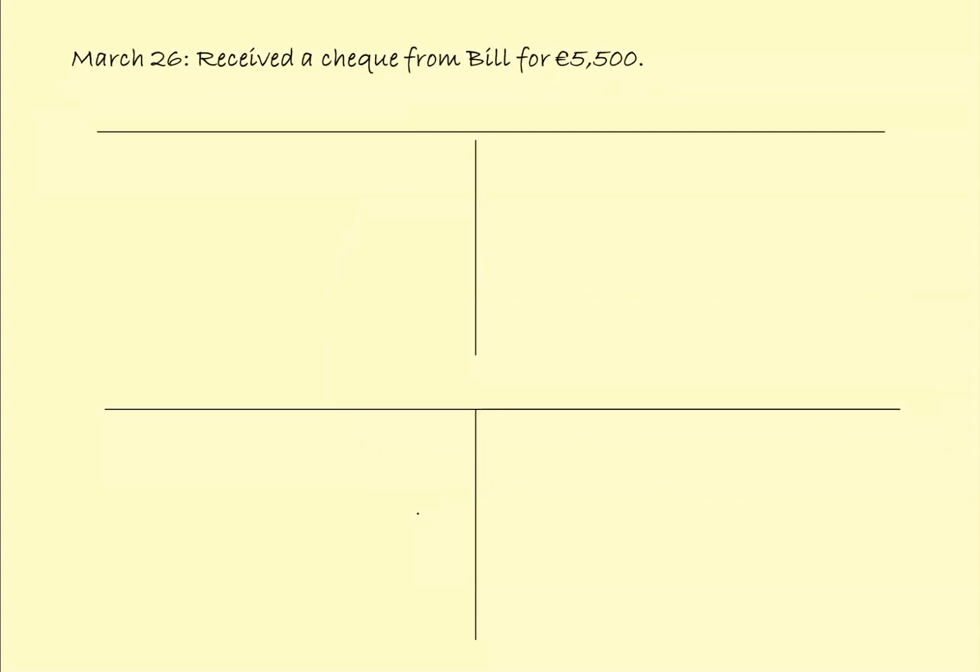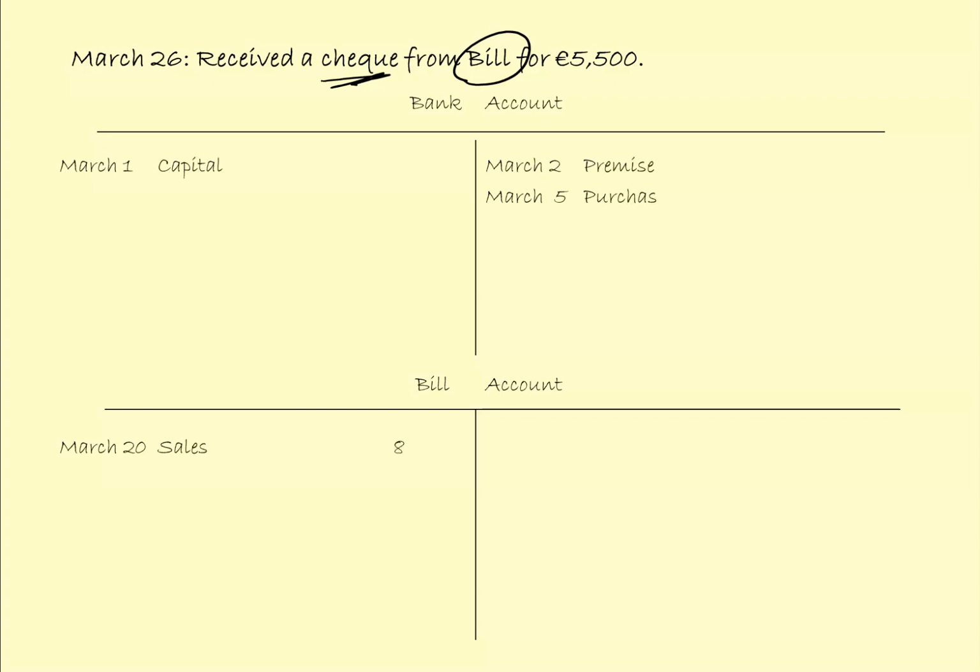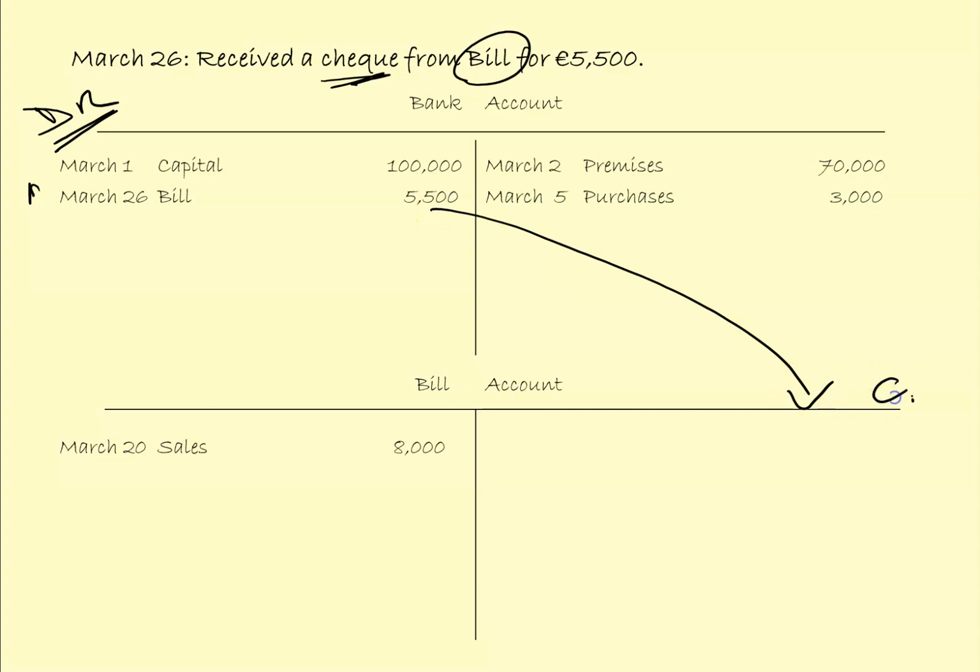March the 26th, received check from Bill for 5,500. Well, now I already have an account for Bill, and when you see check in any of these descriptions, you know it refers to the bank. So I need a bank account and Bill. We have both of those accounts. Now, Bill is giving us money, so we're going to lodge the money into the bank account. So I'm going to debit the bank. So I'm going to put in here March the 26th, I beg your pardon, Bill 5,500, and then down here on the credit side of Bill's account, I'll put in March the 26th, bank 5,500. So Bill has paid us some of the money that he owed us.